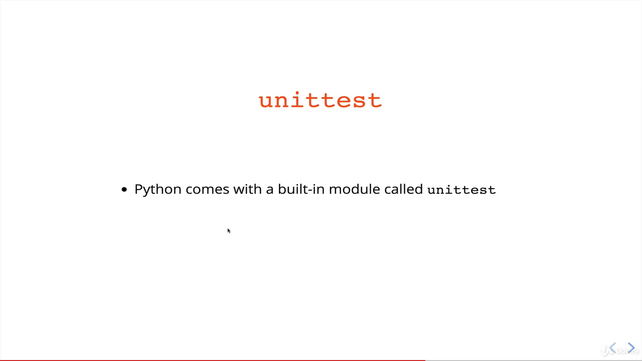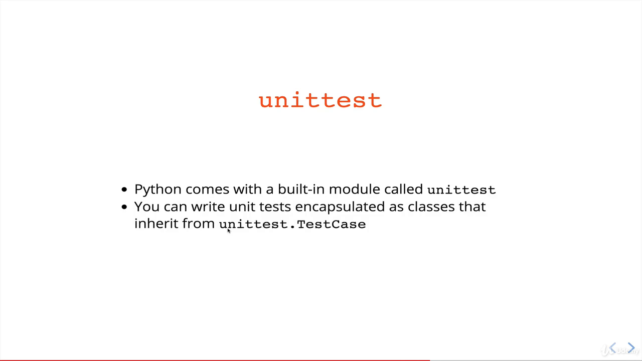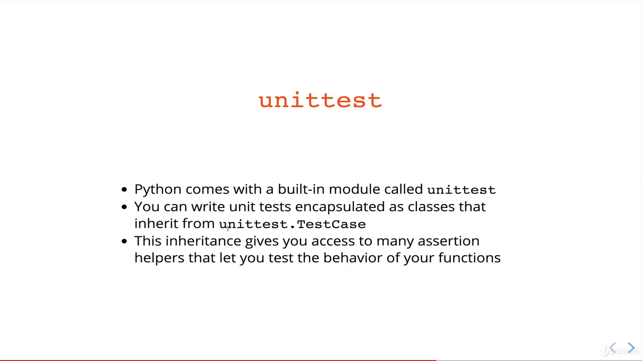Okay, so run through these bullet points quickly. Built-in module called unittest. We write unit tests encapsulated as classes that inherit from unittest.TestCase. So you write your own classes, they inherit from that TestCase class, and that gives us a bunch of these assertions. And we write a bunch of tests that use those assertions to test the behavior of our code. And then finally, at the end, we run the tests by calling the main method, unittest.main, and then that sets the tests going.